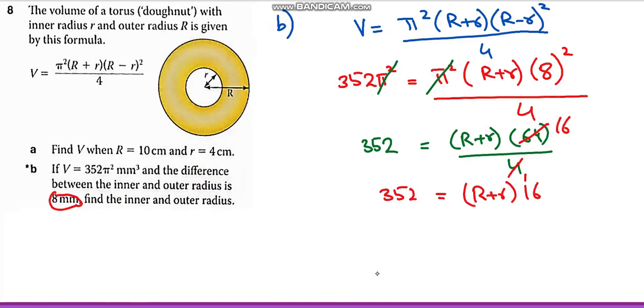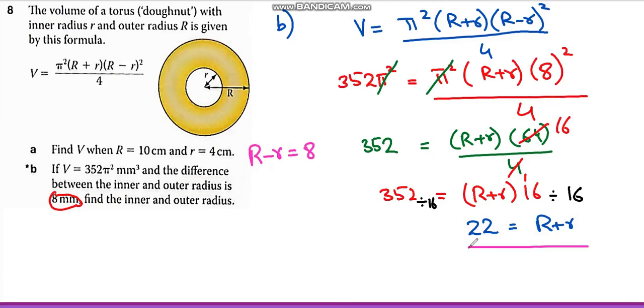And further, I can divide both sides by 16 and I will get R plus r equals to 352 divided by 16 is 22. So basically I have divided both sides by 16 because I wanted to make R plus r the subject. And I already know that the difference of small r and capital R is 8. So I can also write that equation R minus r is equal to 8. And as I have just got that R plus r is 22, I can also write it here that R plus small r is 22.